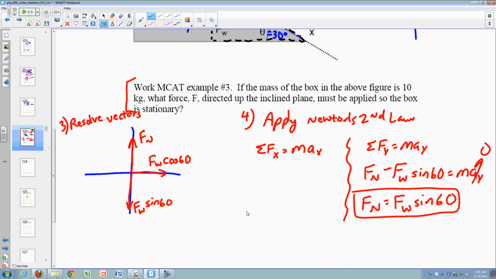I add it to my resolved vectors. Fortunately, it's on the x-axis. So I do it there. And now I want to know what must that force be so that it's stationary. I'll give you all a few minutes to work that out. So what must the force be so that the block remains stationary? My mass is 10 kilograms.